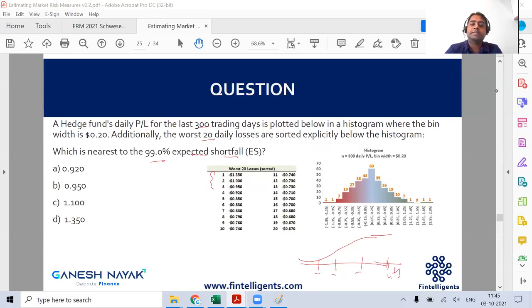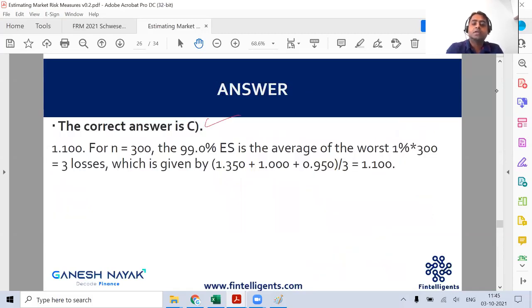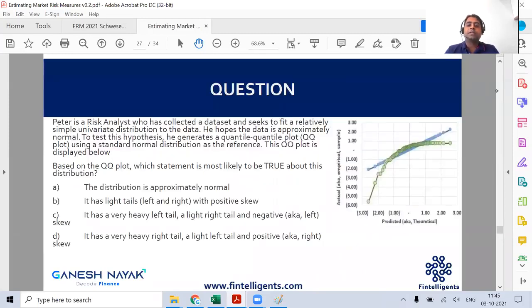Okay, so let us see if this is the answer. Yes. They have taken the worst 3 data points. They have taken the average and they have directly got this answer. This is just a simple calculation for expected shortfall. Let us look at this diagram, and over here your logic will be checked.